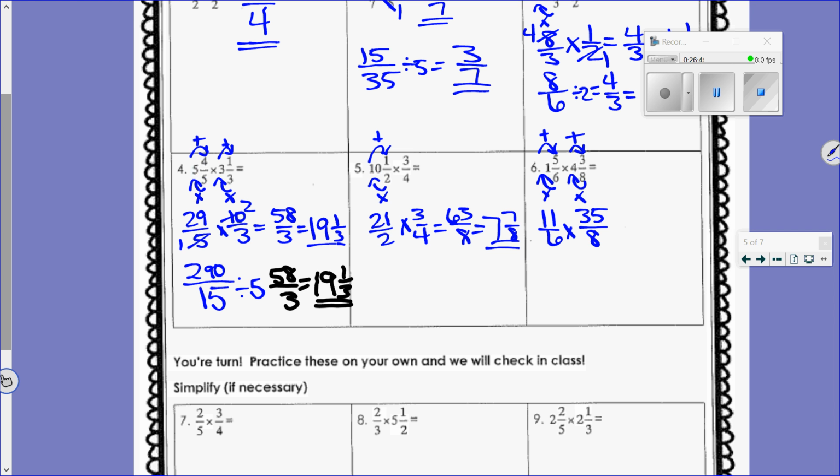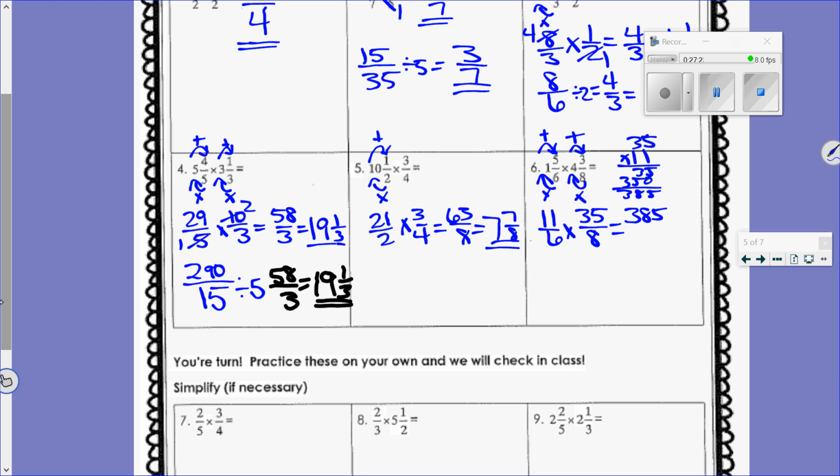Are there any reductions we can do on this one? No. No, unfortunately there's not. So this means we're just going to have to do the big math. So 35 times 11. Those who don't see that, all I did is I did 35 times 10 and then added 35 to it. So 35 times 10 is 350. Add them all together, 385.